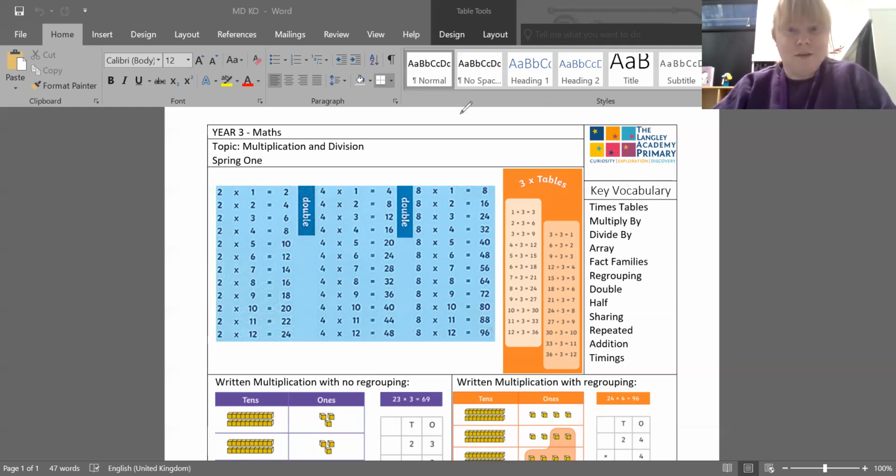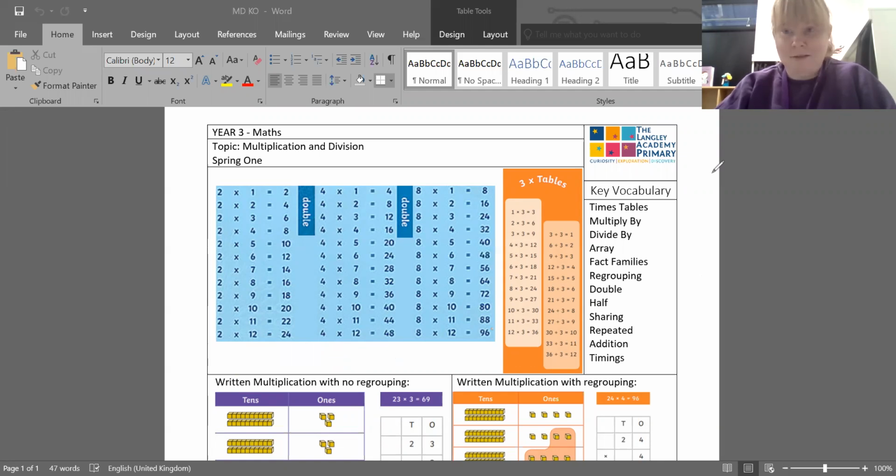Another way we can do it is I can have an array where I have got 1 group, 2 groups, 3 groups, 4. I've got 4 groups and each group there is 2. So my array is a 4 by 2.